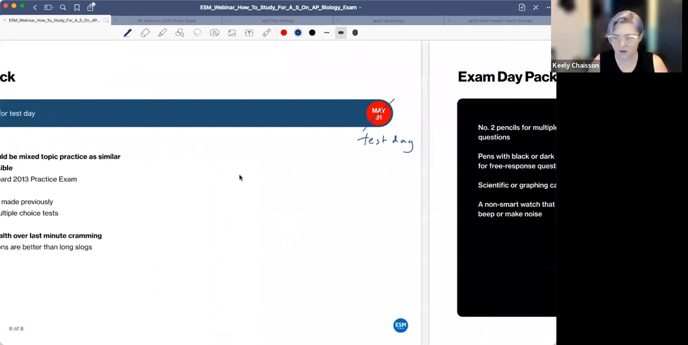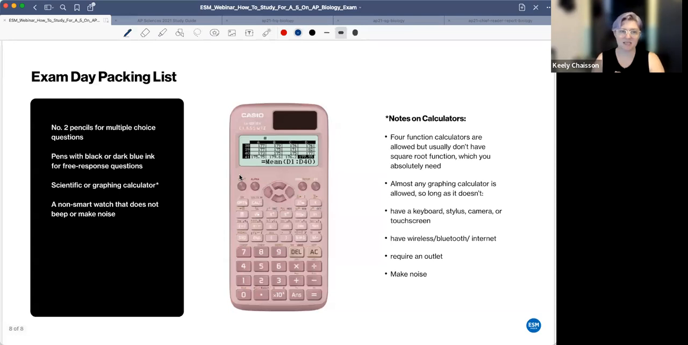Finally, exam day packing list. You need your number 2 pencils. You need pens with black or dark blue ink. Have several of them in case they run out. Check them before you pack them. Have your pencils sharp, or have a mechanical pencil or several mechanical pencils. I have had pencils break during these tests and then been forced to use a stubby little nothing. It's not a fun time.